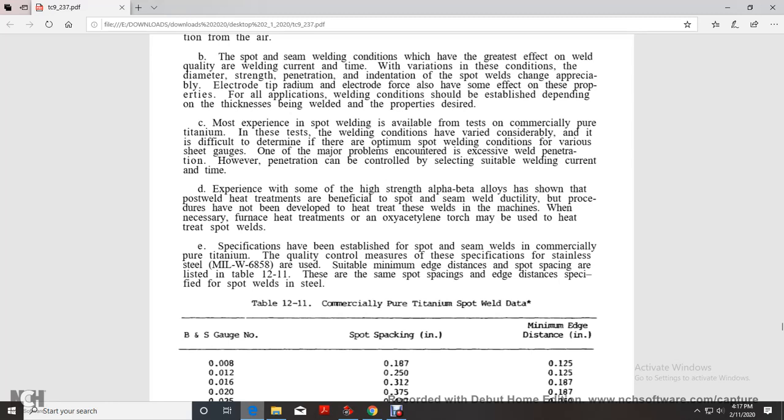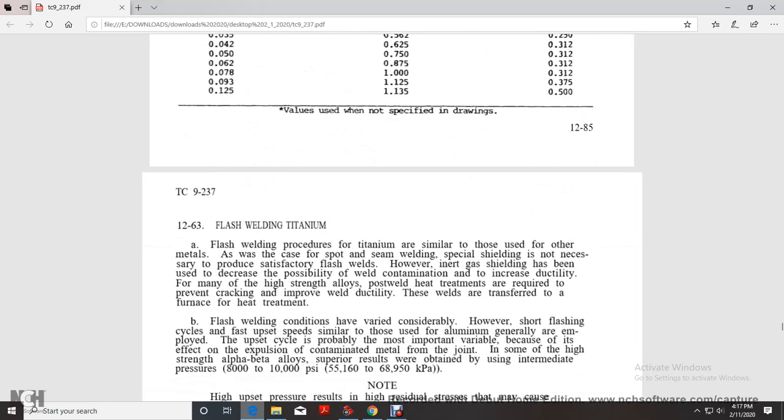Quality control is more than specification. Steel and stainless steel, with suitable minimum edge distance and spotting spaces, are listed in table 12-11. They have the same spot spacing, edge distance, and specified spot sizes.